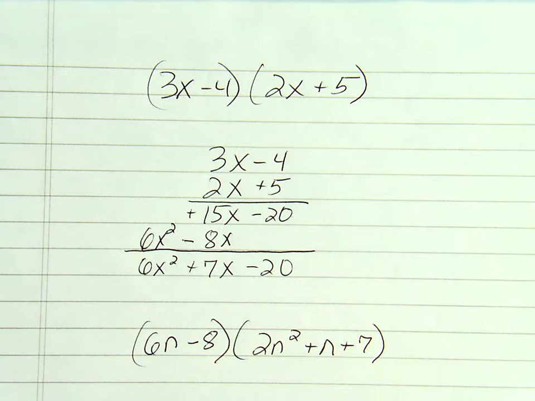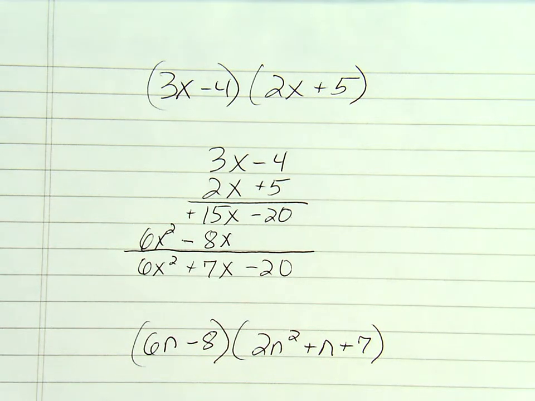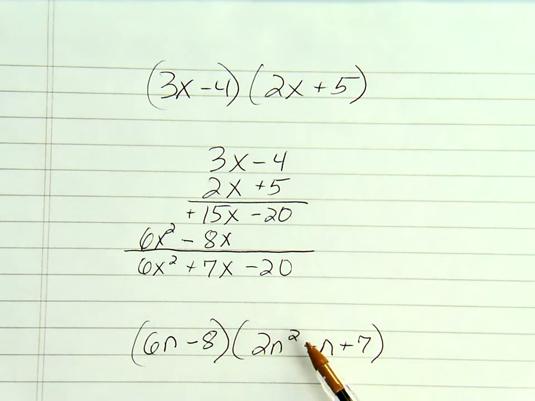I will use the vertical a lot, but what you want to do is find what is most comfortable for you and easiest to do and makes the most sense. So moving on from here, we want to look at multiplying a binomial with a trinomial.